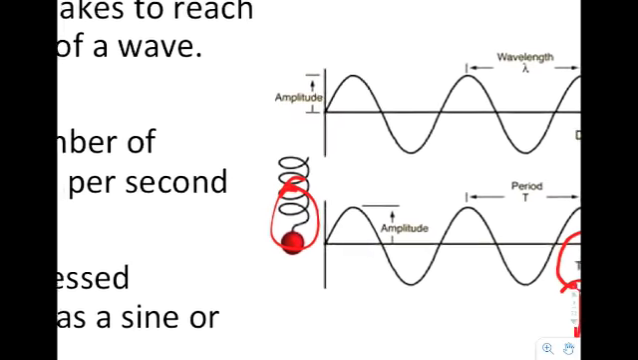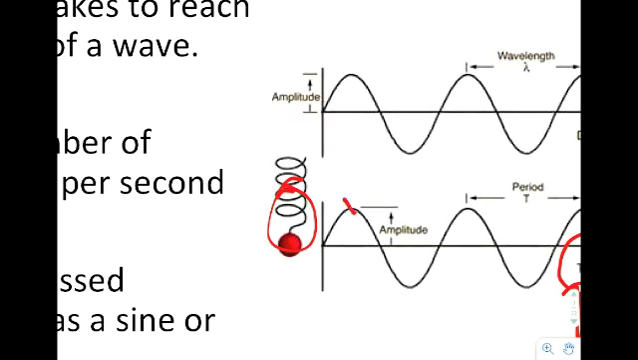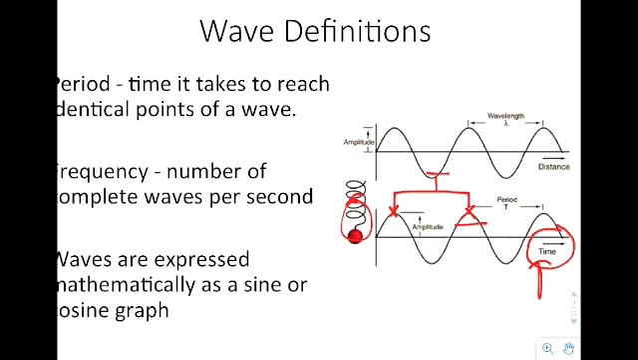For example, I can look at this first peak and then the second peak. Those are identical points on the wave. Because of this, this would represent the period, or the time that it takes to get to identical parts of the wave. You should be able to do this for any point on the wave, not just the peaks and the troughs. For example, if I gave you this point right here, you should be able to tell me where it's an identical point on the wave.